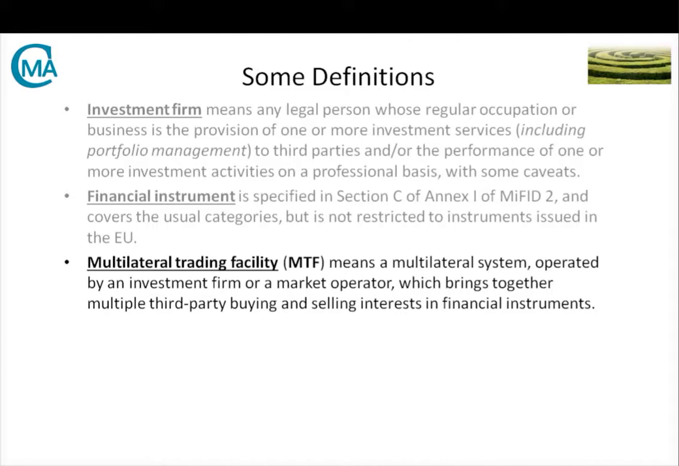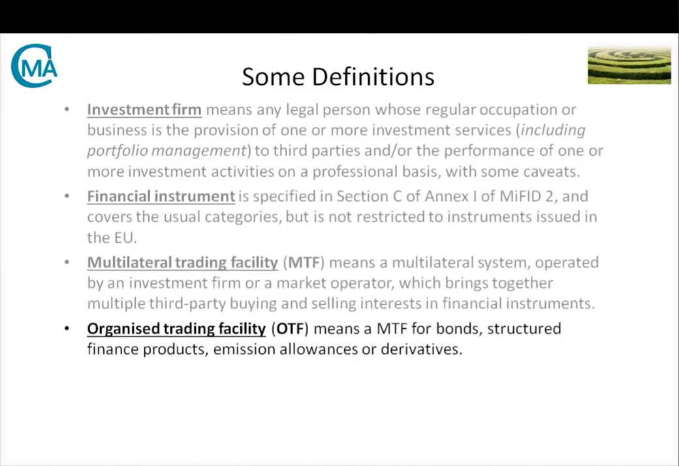So this is a multilateral system operated by an investment firm, which brings together third-party buying and selling interests. An OTF, originally MTF actually, was in MiFID I and applied to equities. OTF, second definition, is the same definition but for bonds, structured finance products, emission allowances, or derivatives. So in the swaps world, OTF is the important component.